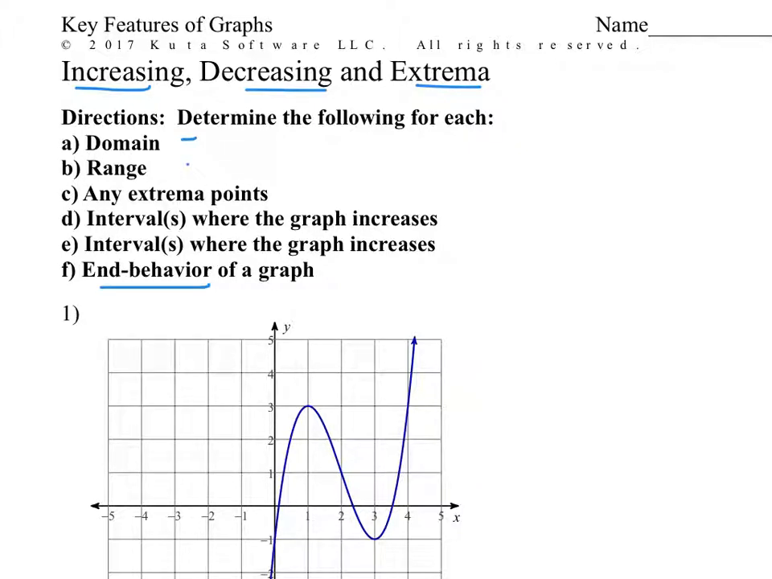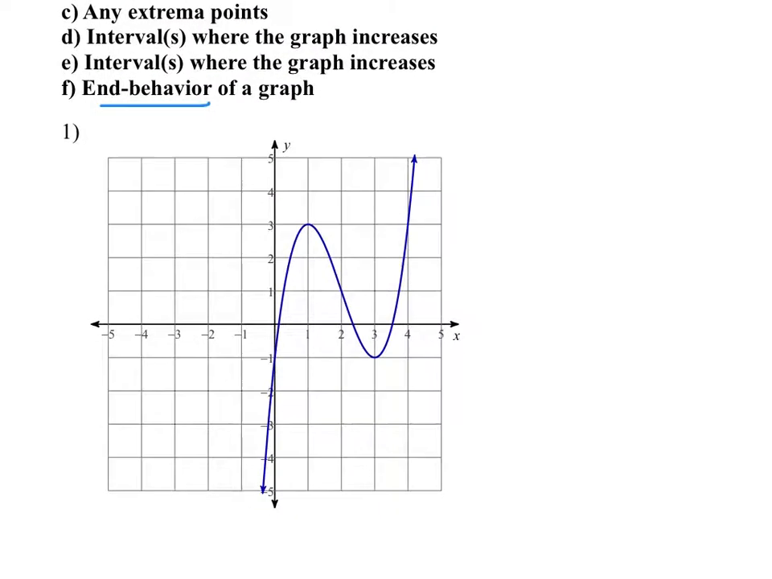So with domain, it's all the x values. With the domain, this one is negative infinity to positive infinity. The range is also negative infinity to positive infinity, right? Because the x values and the y values both go to infinity.